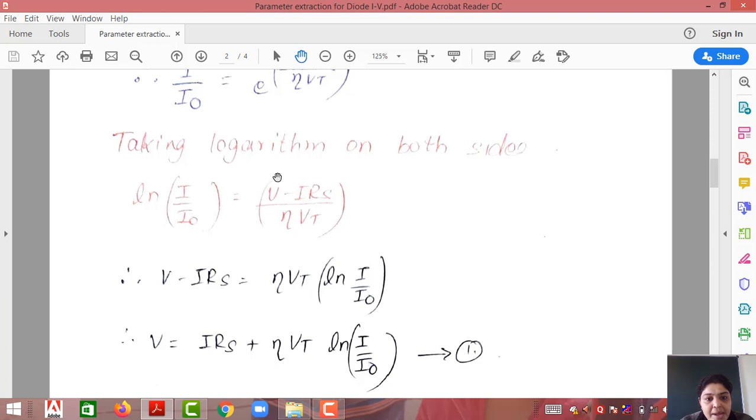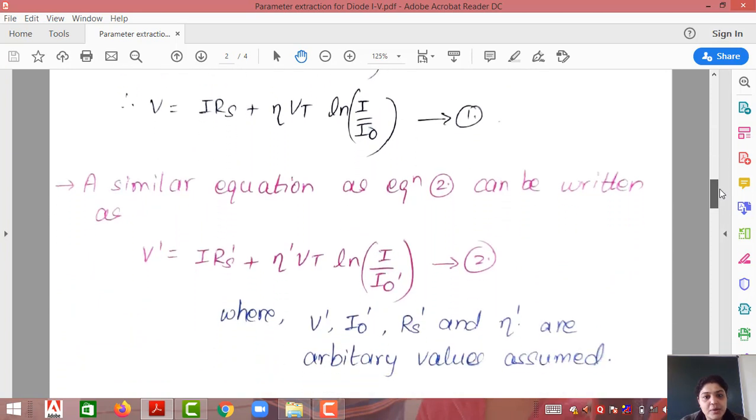Or I can write V minus IRs is equal to, I just take this term on the LHS. So V minus IRs is equal to eta Vt ln of I by I0, or you can write the voltage V is equal to IRs, taken on the RHS, V is equal to IRs plus eta Vt ln of I by I0. So this is our equation number 1. Now this is the voltage which is variable. This is the series resistance which we can vary, ideality factor and the saturation current.